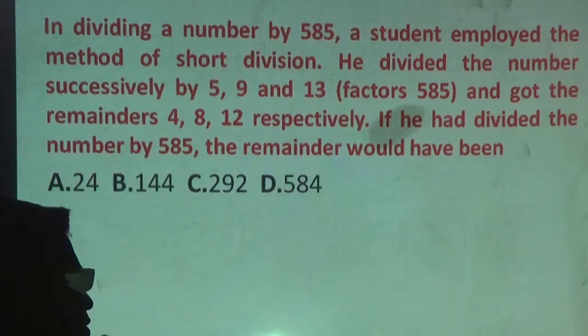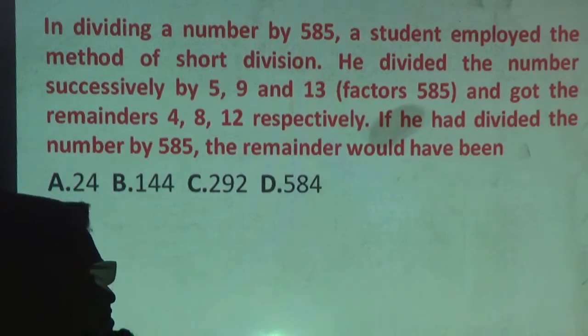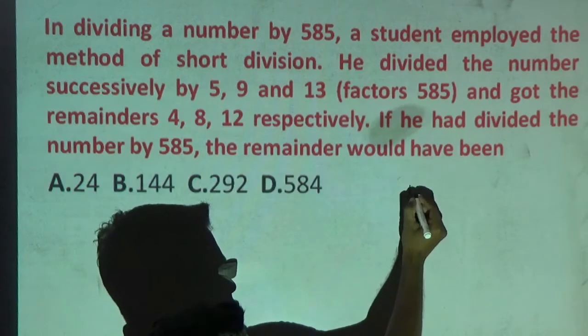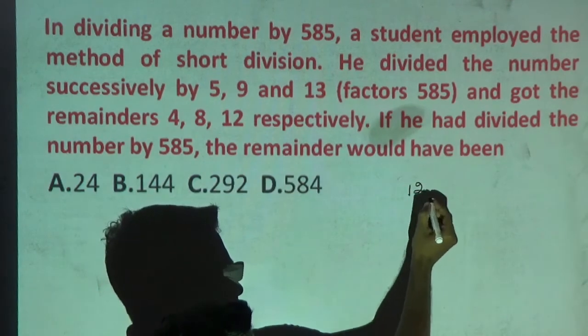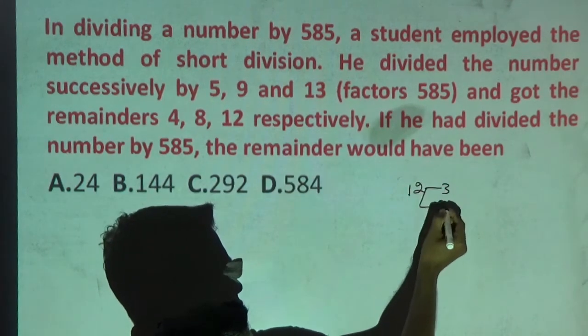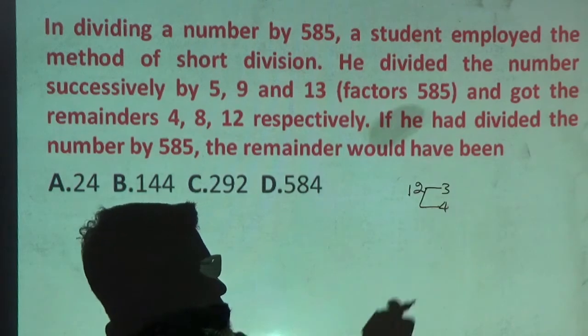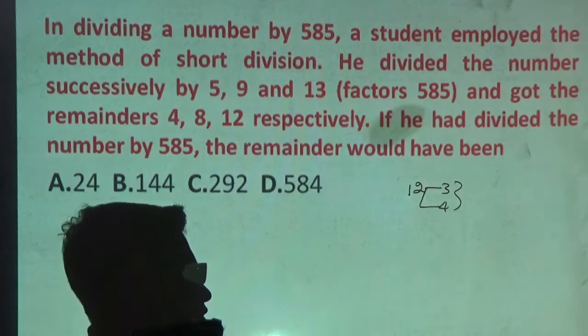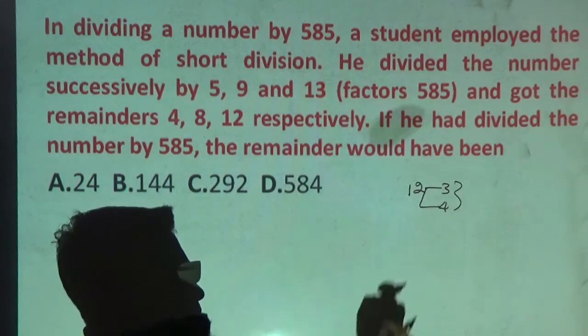Please understand what short division means. I will give an example to make you understand. Instead of dividing by 12, I can divide by 3 and 4. Why? Because 3 into 4 is 12. So these are the factors, called the prime factors of 12. Instead of dividing by 12, I can divide by 3 and 4.